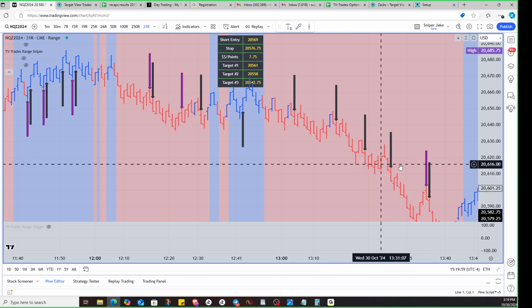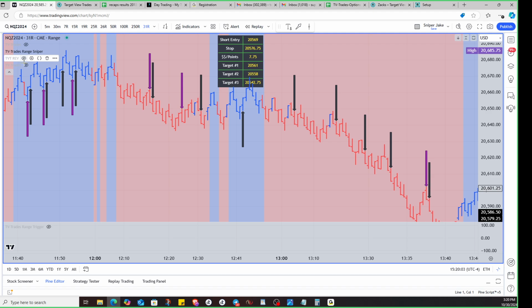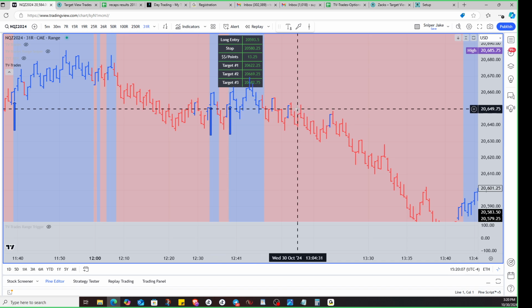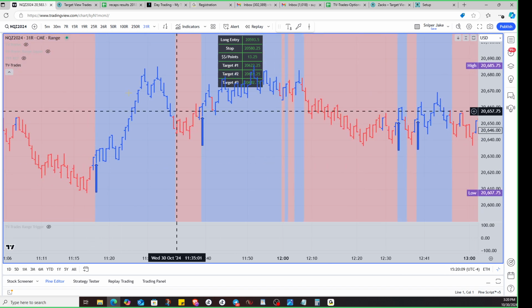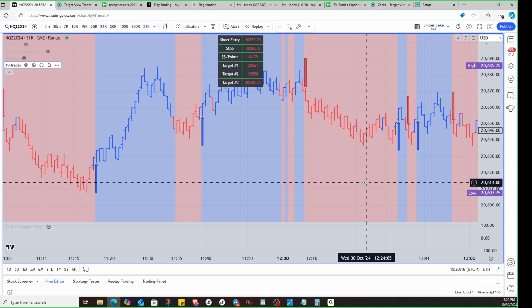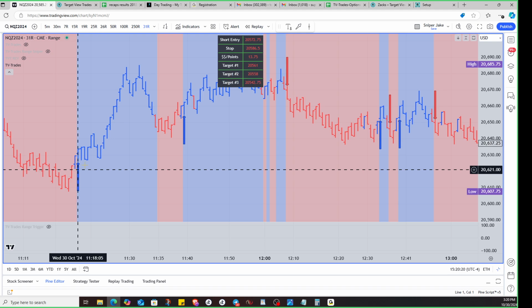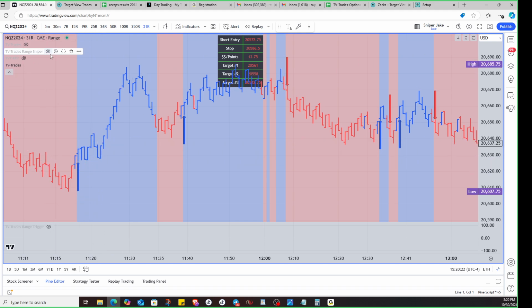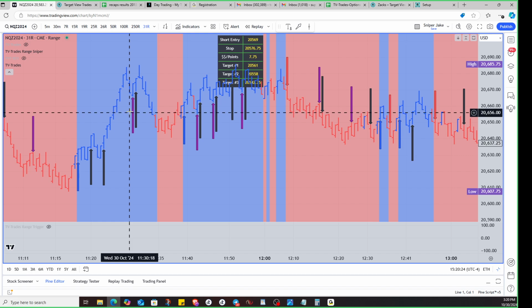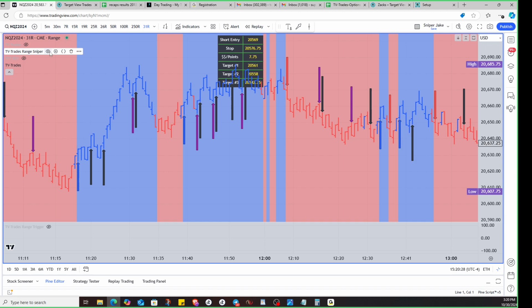Now remember, the sniper is all going with the trend once the trend has begun. The TV trades is usually at the beginning of the trend. The sniper is going to be, once the trend has begun, on the pullbacks within the trend. All right? You see how this starts right here at the beginning of the trend, right here at the beginning, and right here at the beginning. Everything in between, there, there, there, all these things in between is the sniper. Okay.